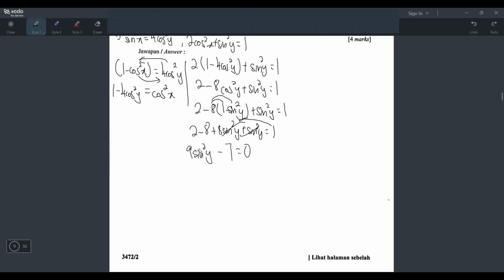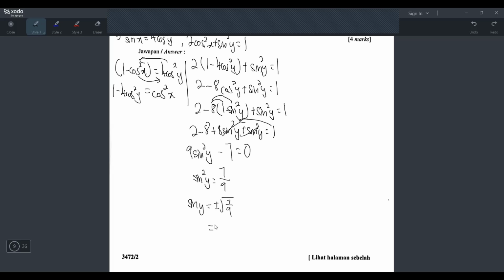Okay, now how to find the sine y? Okay, I think I can move the negative 7 to become positive 7, and then 9 becomes divided like this, right? And then sine y equals, square becomes square root. But when you square root, you have to write plus minus. Okay, so it will be plus minus square root 7 over 9. Okay, and what is square root 7 over 9? Let's press the calculator. So square root 7 over 9.